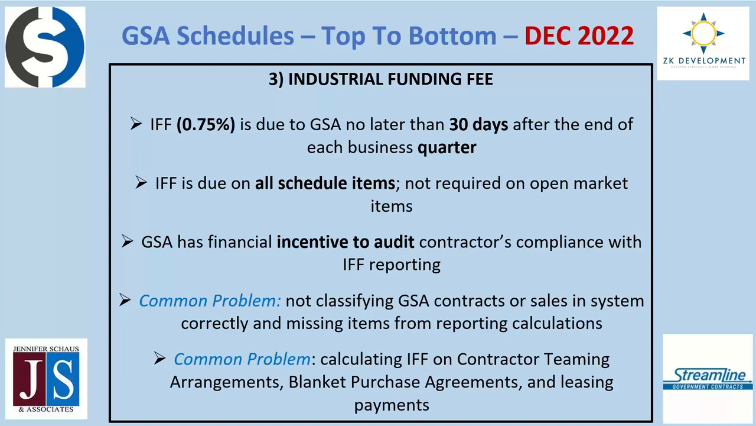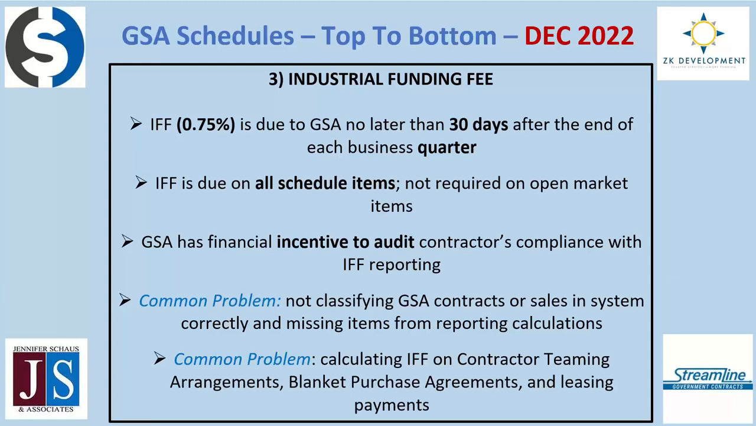And understand and realize that GSA has a financial incentive to audit contractors' compliance with the industrial funding fee. So your industrial funding fee goes towards the advertising that GSA does, the contracting officers, all the work that goes into GSA from the government perspective. So they have an incentive to try to find things that haven't been paid. So just as an FYI.